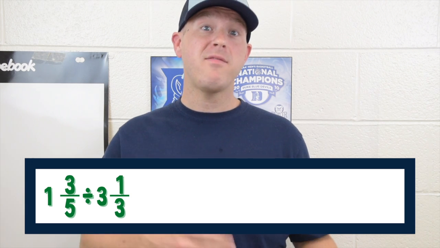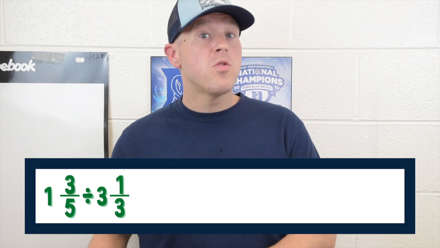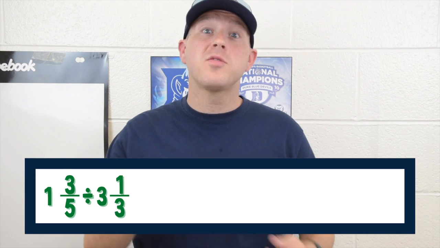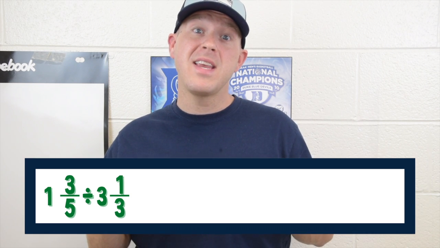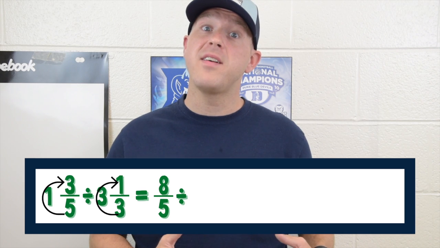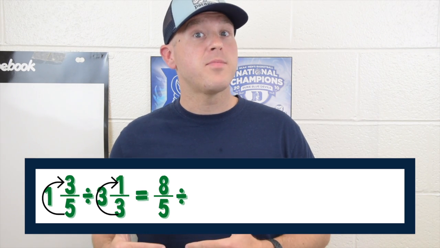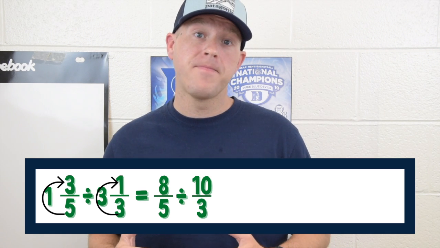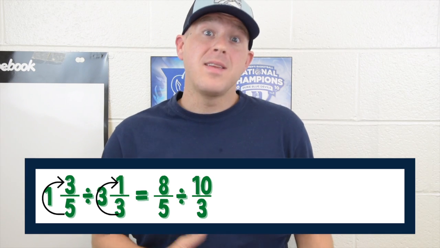Alright, so now, what if we had mixed numbers? So let's say we have 1 3/5 divided by 3 1/3. Well, remember with multiplying fractions, we change it to improper first using the C. We're going to do the same thing here. So let's draw our C's, and let's change 1 3/5 to improper. That would be 8/5. And let's change 3 1/3 to improper. That would be 10/3. So now we just have to keep, change, flip.